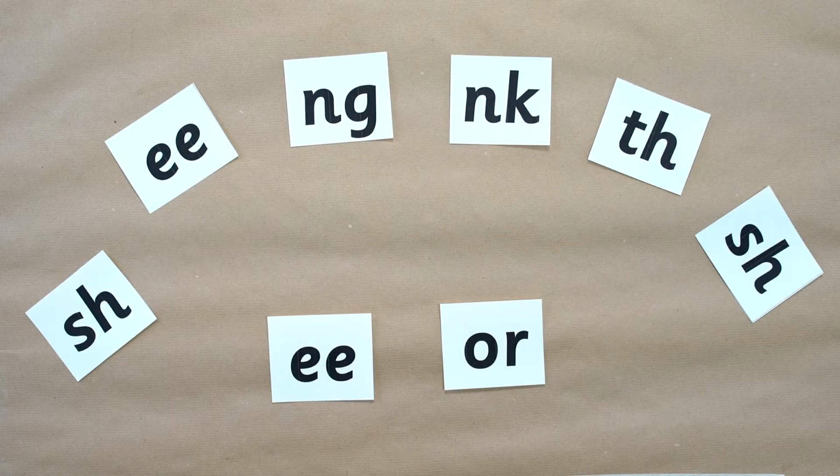So starting from the left to the right, we have sh, ee, or, th, sh. I've put ee and or at the bottom there again because you may find that if your child has been introduced to these in reception using a certain scheme, they will be saying ee or to you. They are still 2 separate blended sounds.